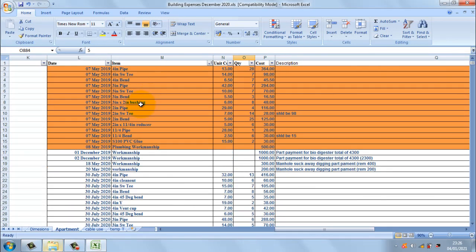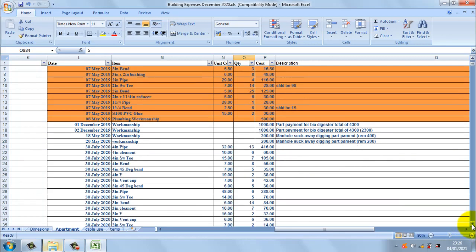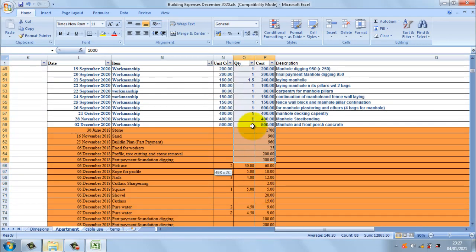Okay, so the ones that you see with the orange background are those that were already included in the foundation cost, because we needed to fix these pipes in the foundation before the casting. So I'm not going to include that in the cost because we've already captured that in the foundation. So let's see what we have here for the total cost.